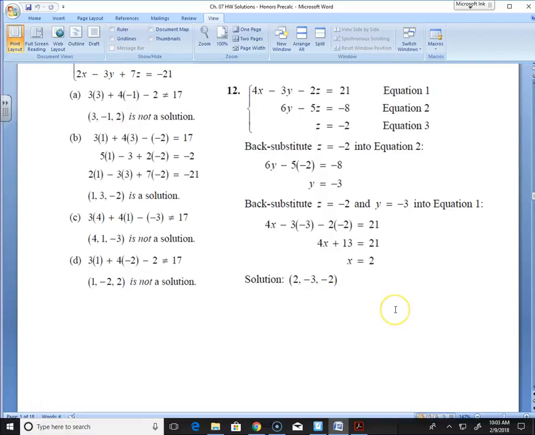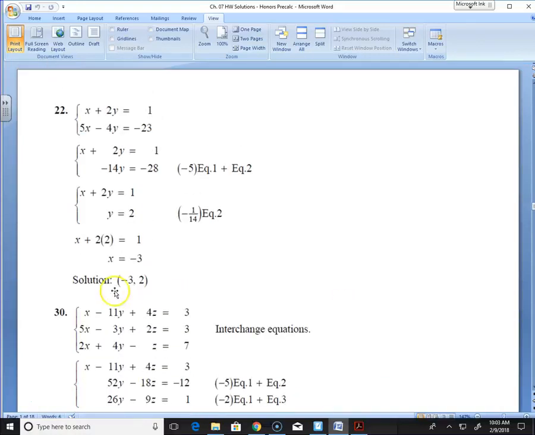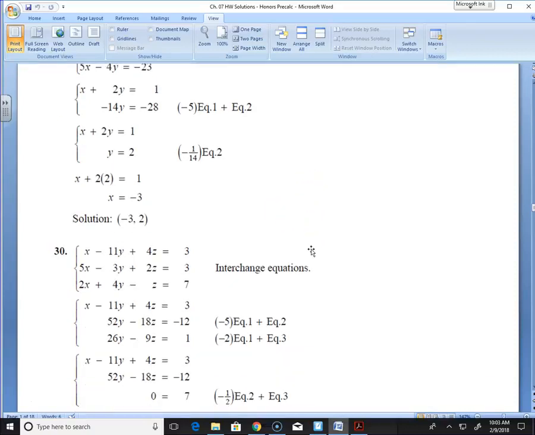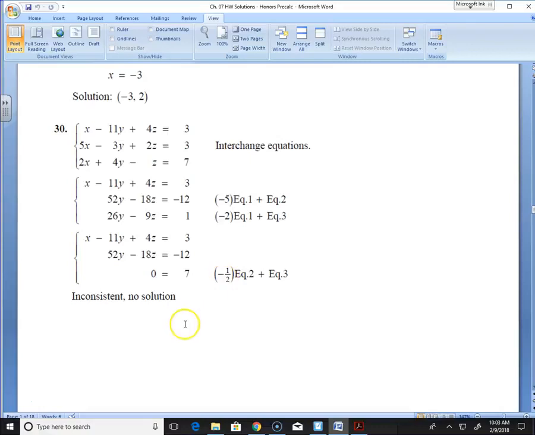2, negative 3, negative 2. Number 22, final solution. It was a nice, easy one, huh? Negative 3, 2. Number 30 was inconsistent, no solution. I think we went over that one yesterday, right?